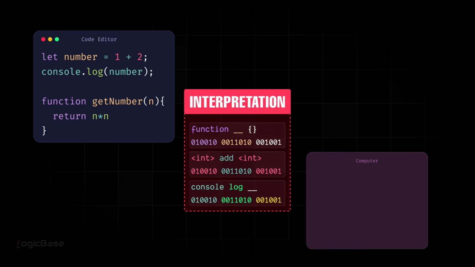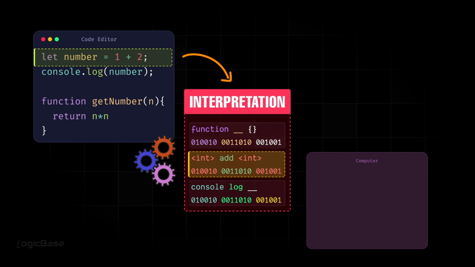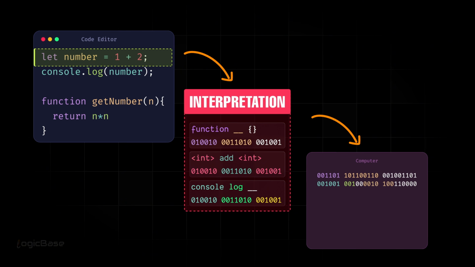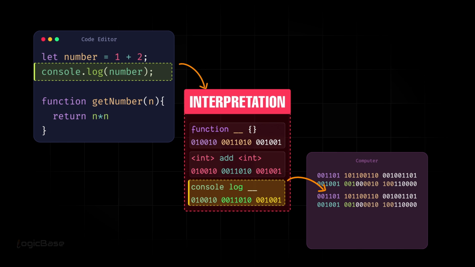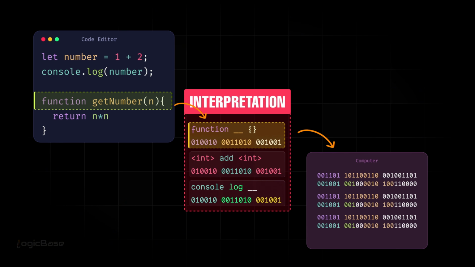So, we can visualize it like this. When we run a program, the interpreter starts executing the instructions line by line. First, it looks at the first line, where two numbers are being added. The interpreter already knows how to handle that operation. So it takes that instruction, translates it into binary, and executes it. Once the first line is done, it moves to the next line. Let's say that's a console log statement. The interpreter knows how to execute that too, so it runs it. Then it moves to the next line, and the next, and so on.